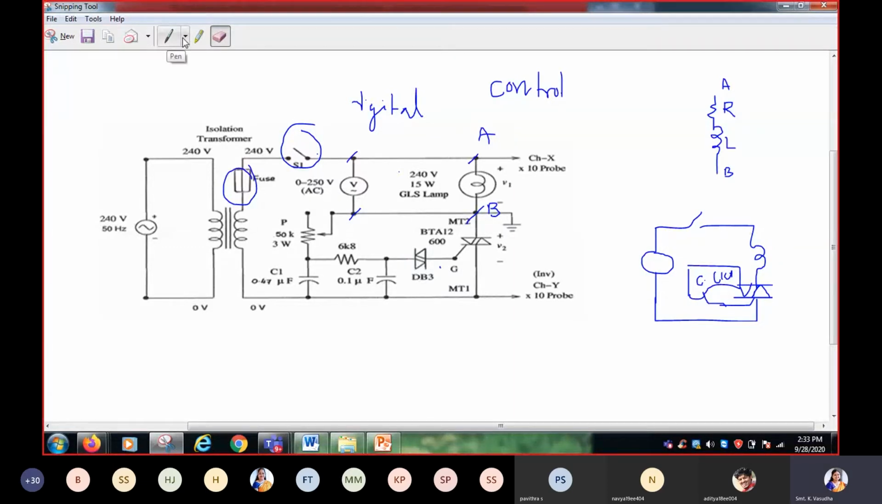Now, what will happen first? We have positive and negative half cycles. During the positive half cycle, current flows through this path. Now what is happening here? The capacitor is charging. Like this also it flows. Now the capacitor is charging. The diac will come into conduction. Can you tell me when a diode will come into conduction? What should be the voltage across a diode to come into conduction?